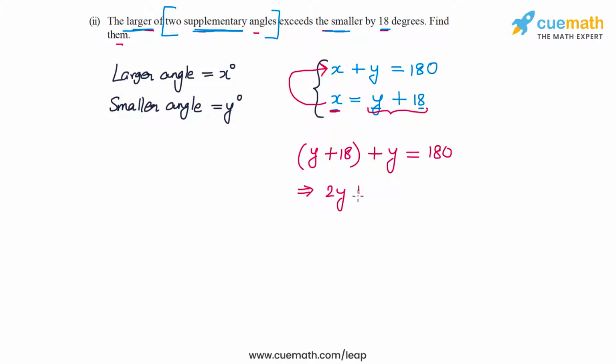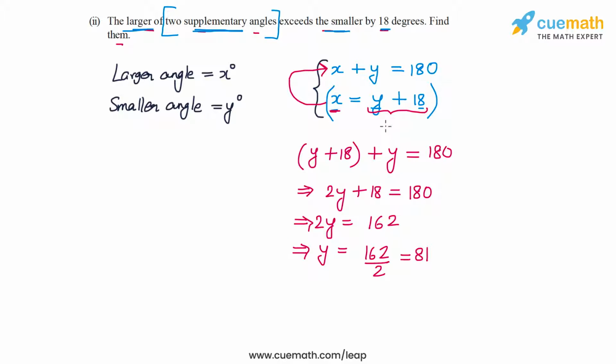So we have 2y plus 18 is equal to 180, which means that 2y is equal to 180 minus 18, or 162, and this means that y is equal to 162 by 2, which is 81. Now we can use the second equation to find x from y. So x is equal to y plus 18, which is 81 plus 18, or 99. Hence the larger angle, x, is equal to 99 degrees, and the smaller angle, y, is equal to 81 degrees.